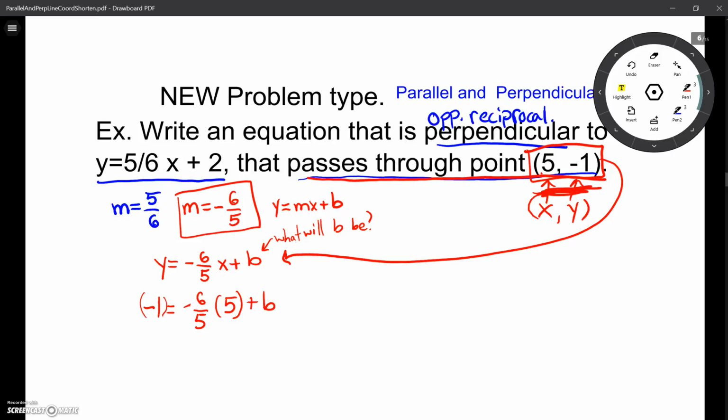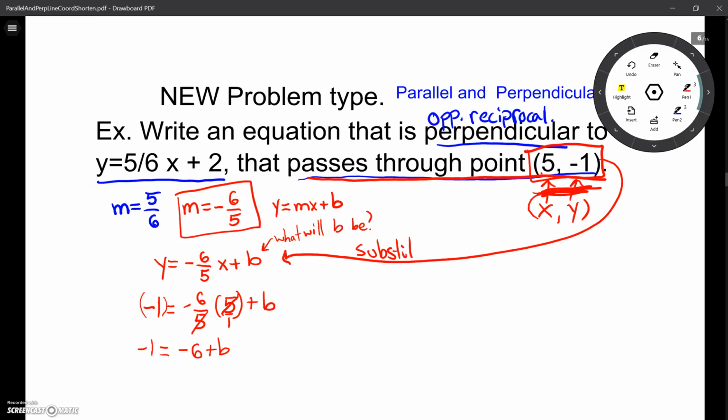So first I've got to simplify some stuff here. -1, I can't do anything with. -6/5 times 5. Remember, this is like multiplying a fraction. When you multiply a fraction, you multiply the tops and the bottoms. I have a 5 on top and a 5 on the bottom, so those 5s will cancel out, because 5 divided by 5 is 1. Then I have -6/1, which is the same as just -6. And then I'm just going to bring down this plus b.